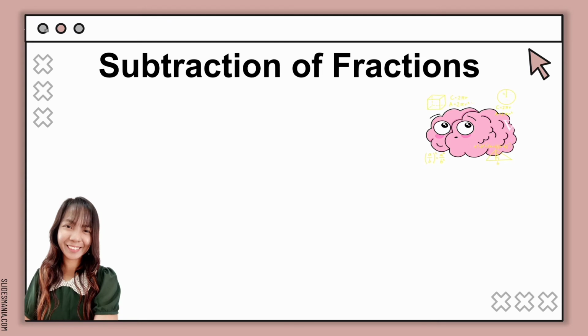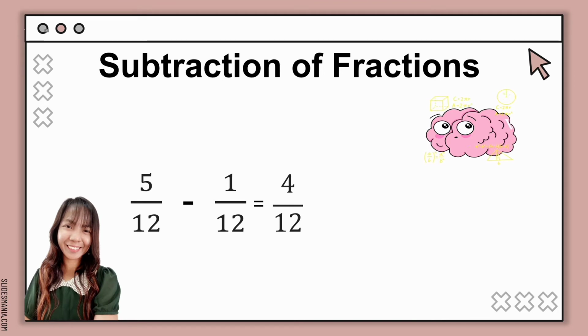Okay, now subtraction of fractions. We have the given 5 over 12 minus 1 over 12, and they have the same denominators. So we can just subtract right away, alright? So just subtract the numerators. 5 minus 1, 4. And then copy the 12 as denominator. So 4 over 12. And don't forget that you need to always simplify your answer when necessary, alright?